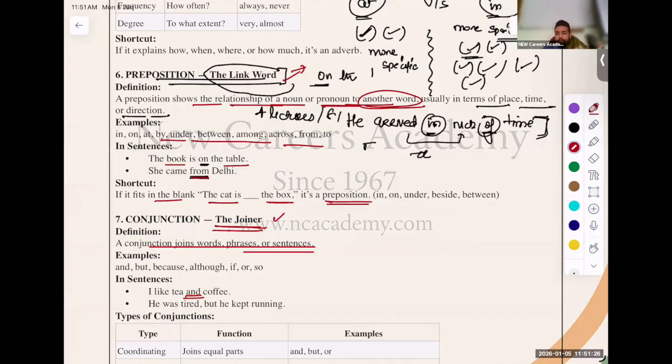He was tired, but he kept running. What is "but" here? Conjunction. What is "but" here? Conjunction. Any doubts? He was tired, but he kept running.